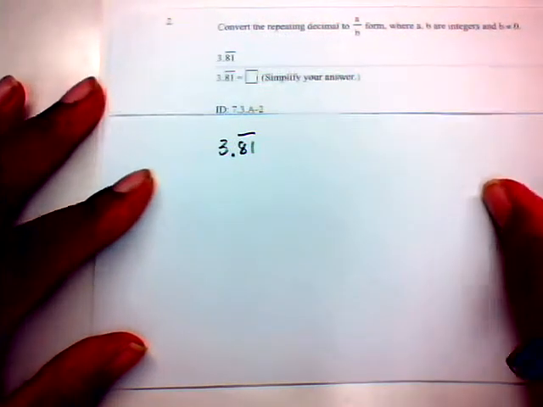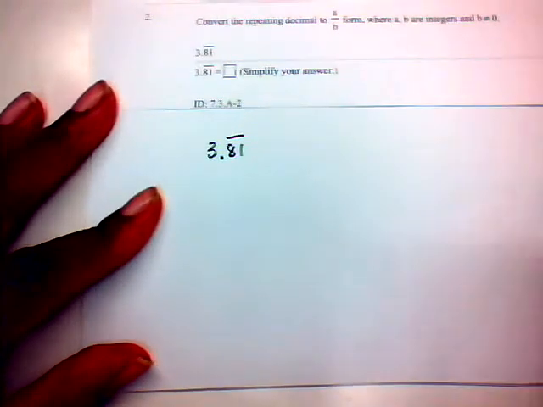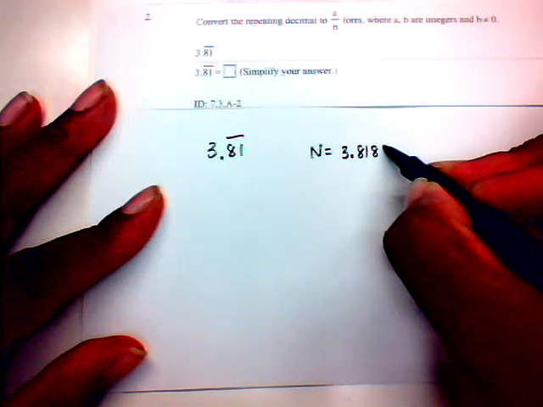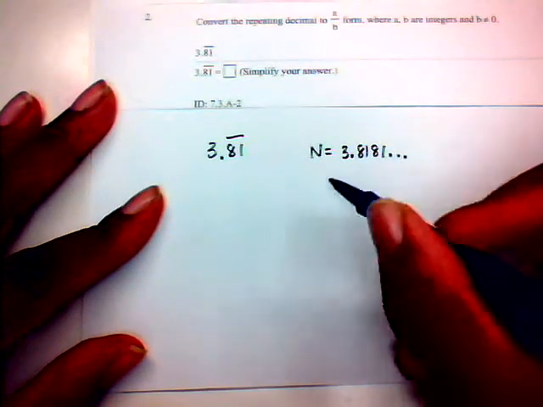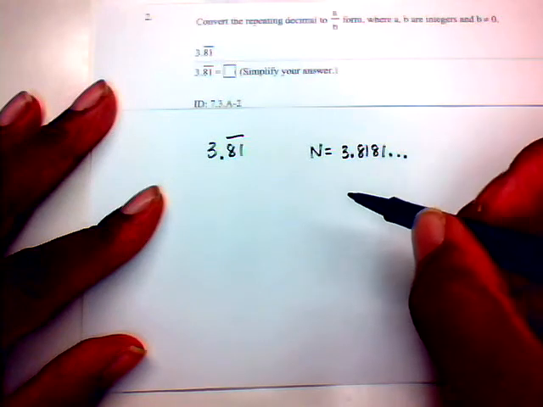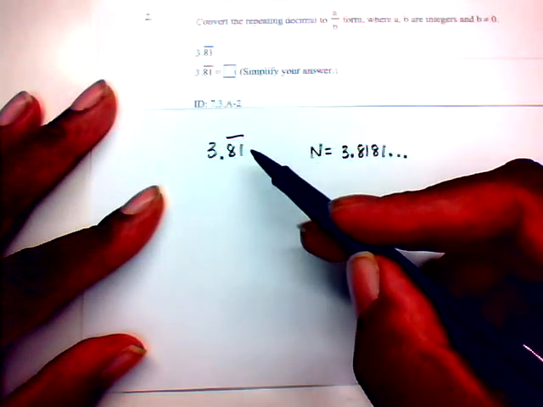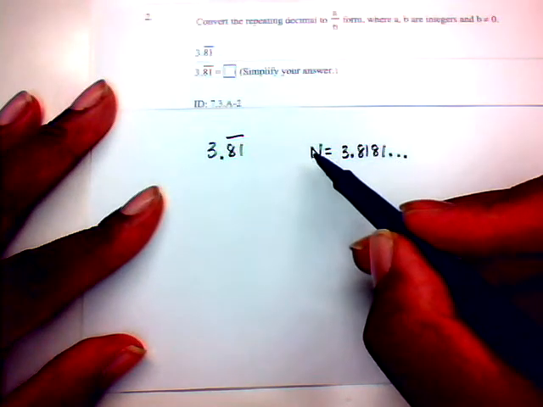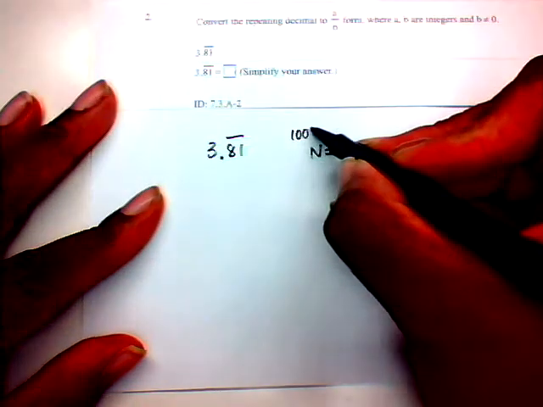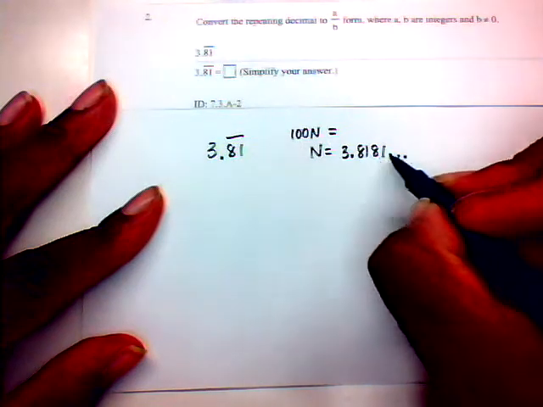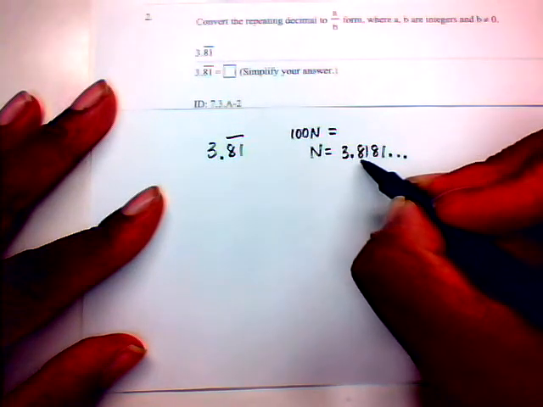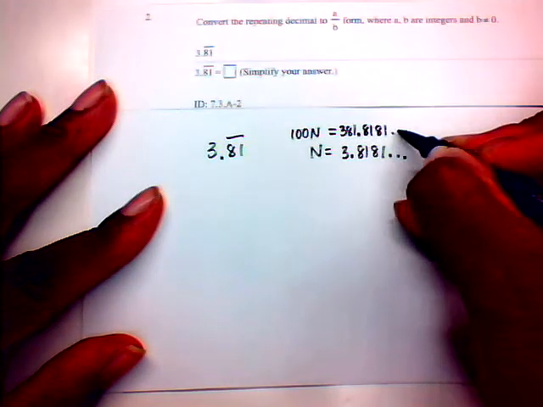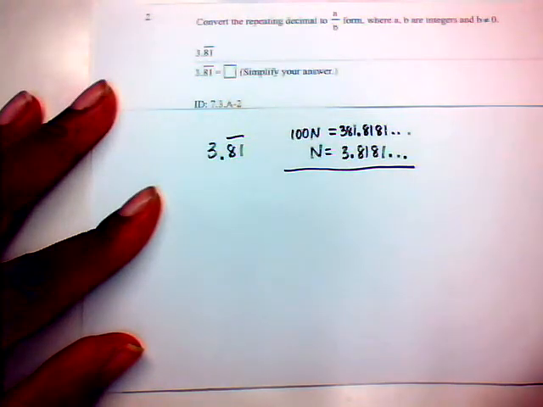Now, the way I'm going to set up this particular problem is this. n is going to be 3.8181... That's another way of writing this number 3.81 to show that it does repeat. Two of these numbers repeat, the 8 and the 1. So I'm going to take this equation and multiply both sides by 100. So 100 times n is going to be 100n. That's going to be equal to, if I multiply this by 100, I'm going to move this decimal point 2 places to the right, so it'll be 381.8181... showing that it repeats.